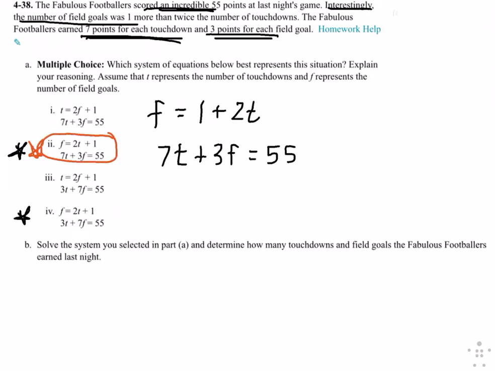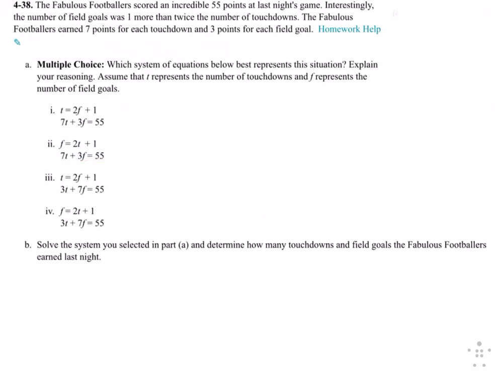And then B, it says solve the system you selected and determine how many touchdowns and field goals. So let me make space. And let's solve this, right? So we're going to solve this one. At this point, we only know equal value methods, right? So this second equation we need to solve for f, right?